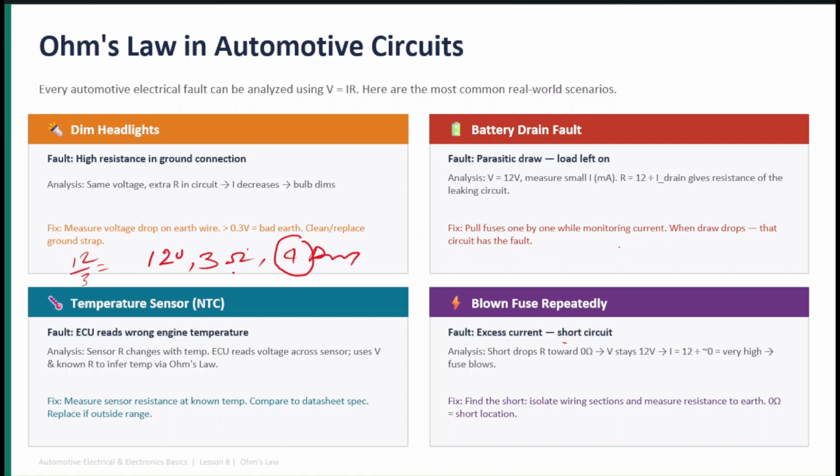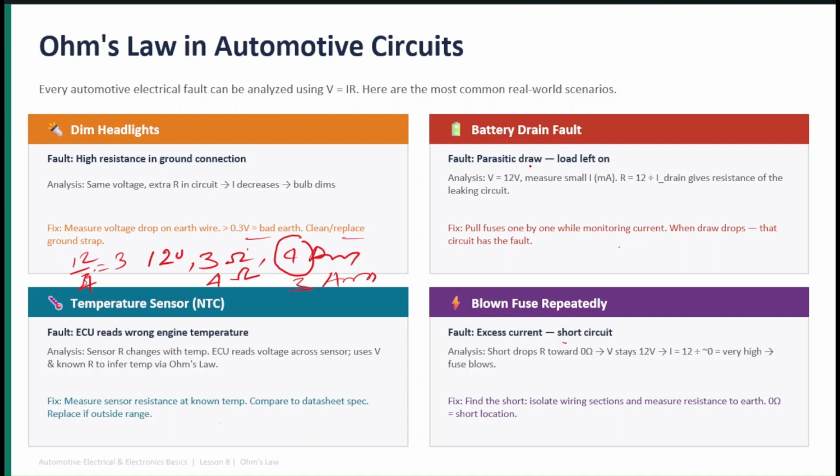In case, by virtue of any corrosion or anything, the resistance increases, for an example, it goes to 4 ohms, then what will be the current? 12 by 4 is 3. So the current reduces. Once current reduces, this light will become dim. So what you have to do is check for the resistance. If there is a bad earth or any other resistance, clean, replace and rectify the wire.